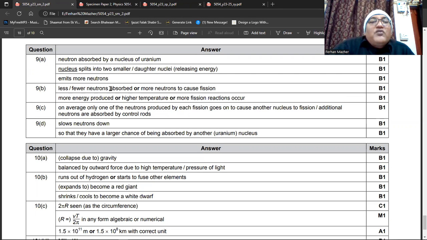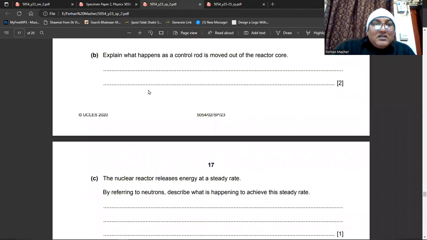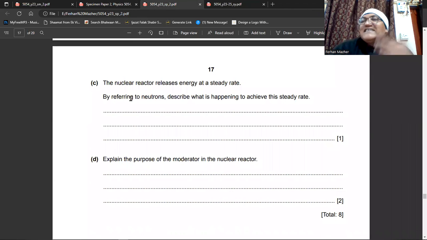He says less or fewer neutrons are absorbed by the control rods, or more neutrons cause fusion, so the fusion will increase, more energy is produced, or higher temperature, or more fission reactions occur. I hope our answer is right. You can always write a better answer.